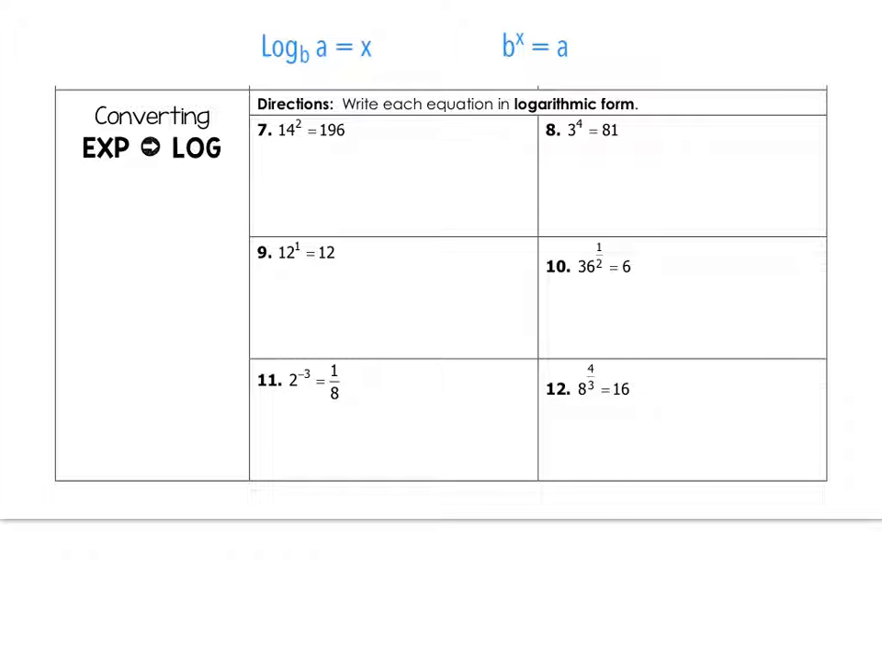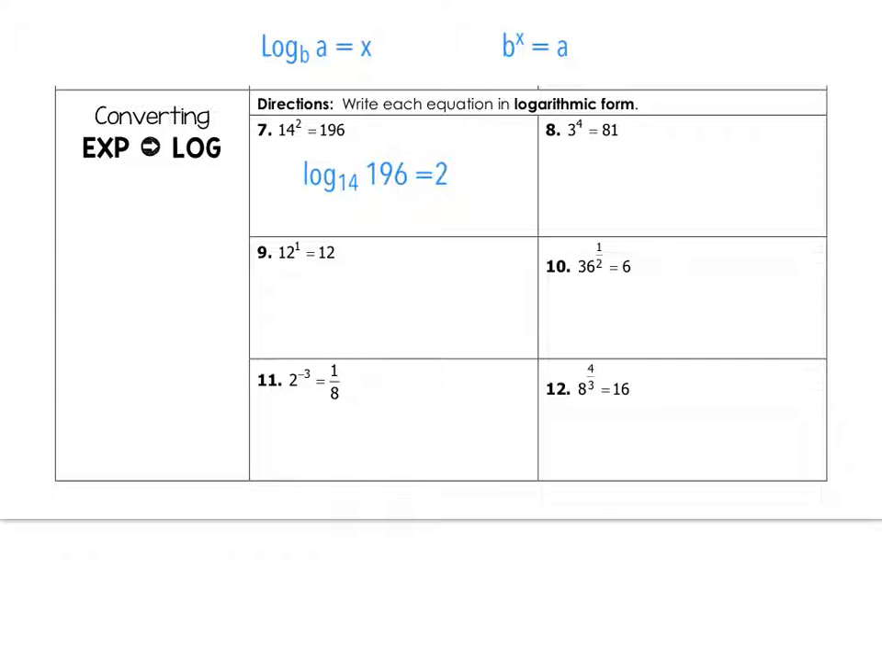So I know that the base is the same. So when I look at this, the base is 14. So I know I'm going to have log base 14. And what it equals becomes what the log base 14 of is equal to. In this case, it's going to be 196. And then my exponent becomes what my log is going to be equal to. And so I've got log base 14 of 196 equals 2. And I can always check it by 14 to the second equals 196. So that is correct.